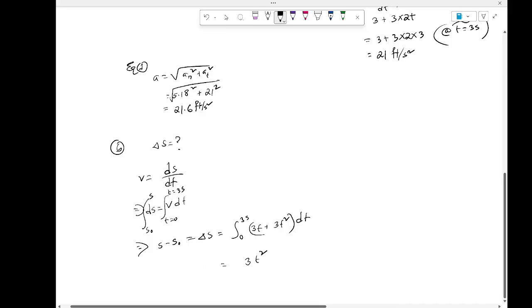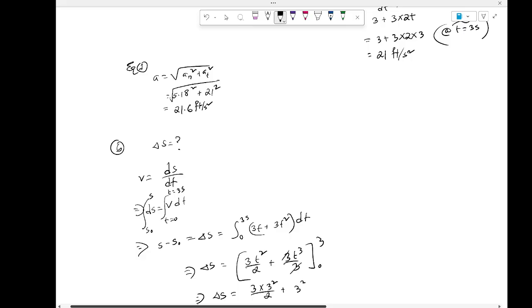And then I have this 3t square divided by 2, 3t cube divided by 3, from 0 to 3. If I'm gonna plug the value, I'm gonna have del s become, plug the value of 3. So I'll have like this 3 multiplied 3 square divided by 2, 3 cube, okay, minus 0, minus 0. Okay, it is in feet, so I'm gonna have 40.5 feet. So that's my answer, final answer.